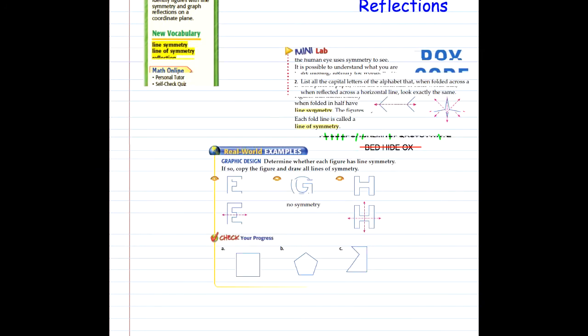Real world examples. Determine whether each figure has line symmetry. If so, copy the figure and draw its line of symmetry. You can see that E has a horizontal line of symmetry, G has none, H has horizontal and vertical. In my examples, in my square I have a horizontal, I have a vertical, and I actually have two diagonals like this. True only in a square. In my regular pentagon I have a vertical, and in this pentagon, 1, 2, 3, 4, 5, I have none.